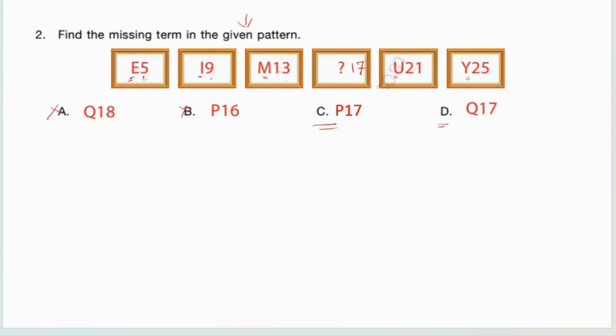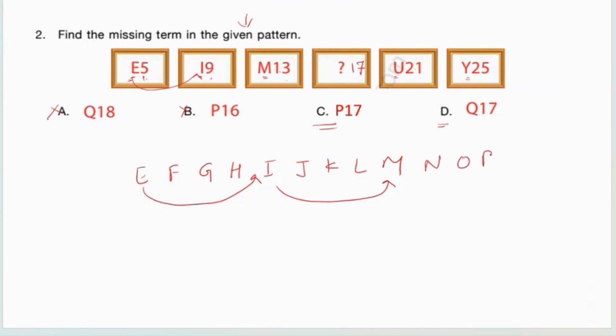If I see what the pattern is between E and I: E, F, G, H, I. So E plus 4 is I, right? And after I, if you see, J, K, L, M. That is the fourth letter, plus 4, right? After M, N, O, P, Q. So that should be my Q. Clear? So that should be my Q, 17. Q, 17 means option D should be my answer here.